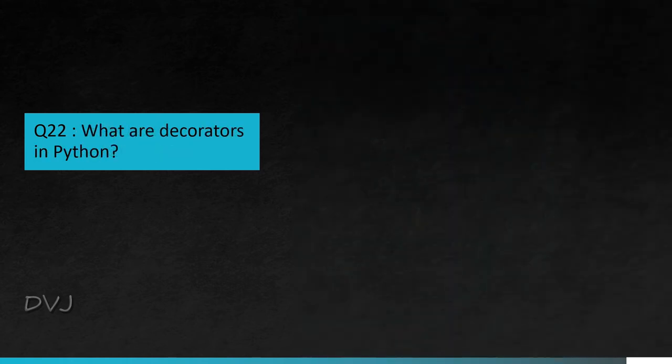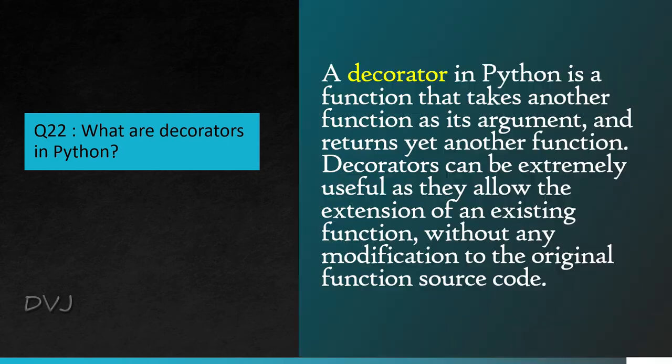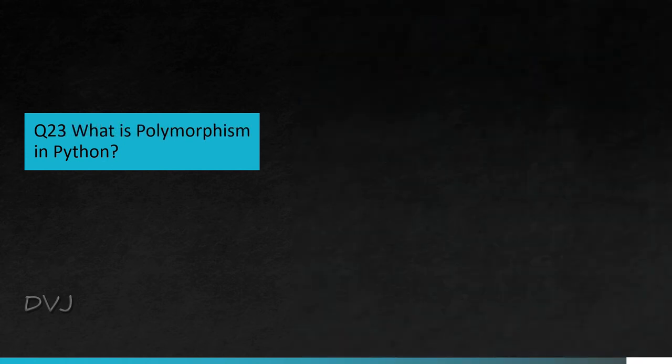Question number 22. What are decorators in Python? A decorator in Python is a function that takes another function as its argument, and returns yet another function. Decorators can be extremely useful as they allow the extension of an existing function, without any modification to the original function source code.